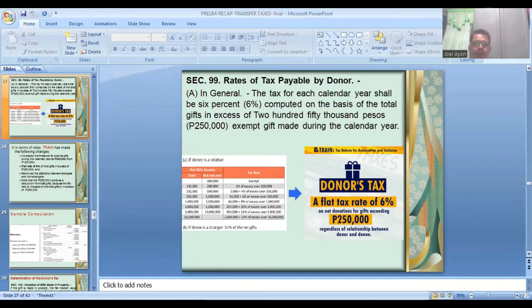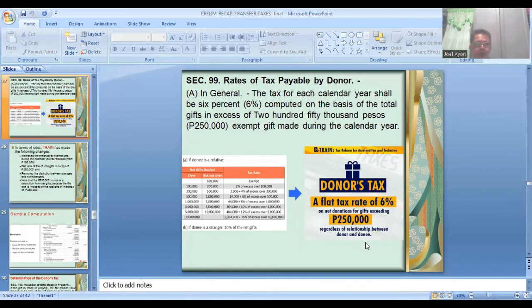Unlike before, as you can see in the left side illustration or picture, this is the old graduated tax rates of donation. With the advent of the TRAIN law, the donor's tax now has a flat tax rate of 6% on net donations for gifts exceeding 250,000, regardless of the relationship between donor and donee.